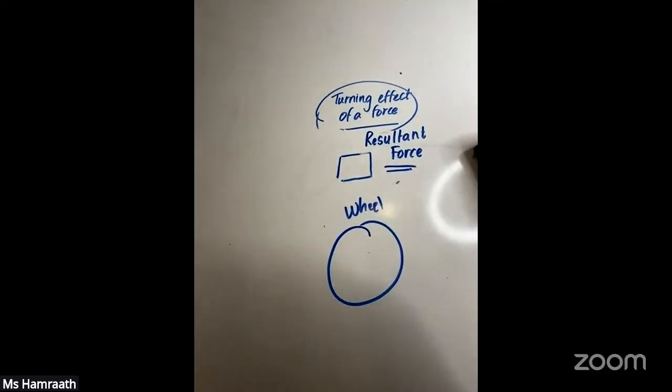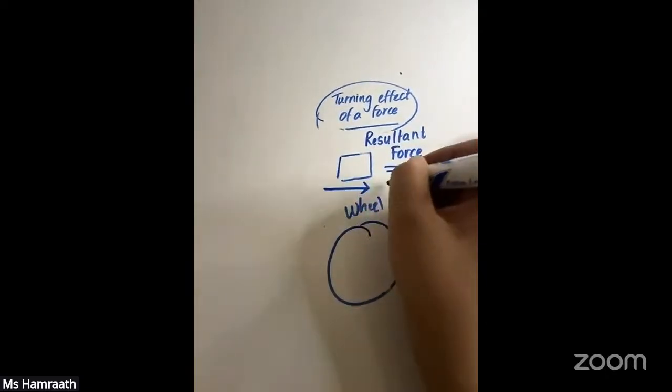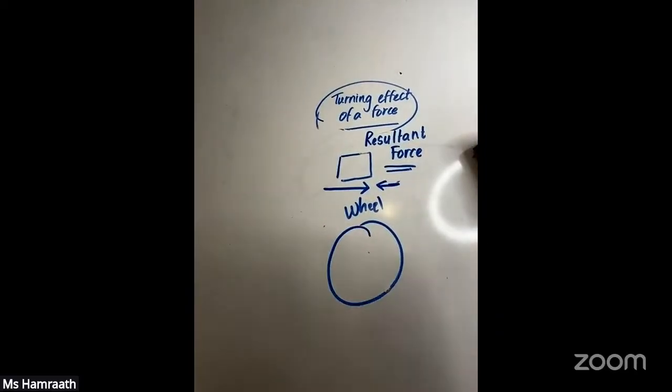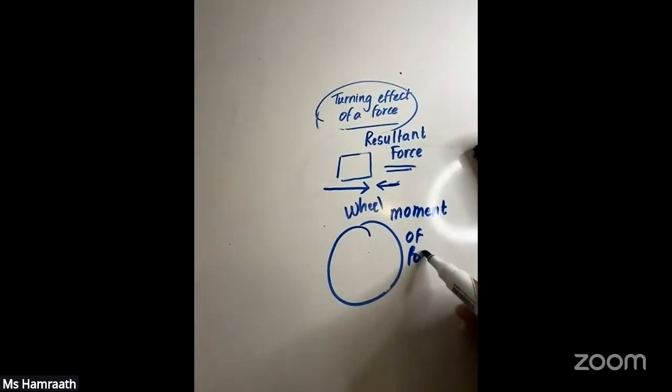By applying a resultant force, you can move the object. But if you wanted to rotate an object, you need another type of force. You call it the moment of force.